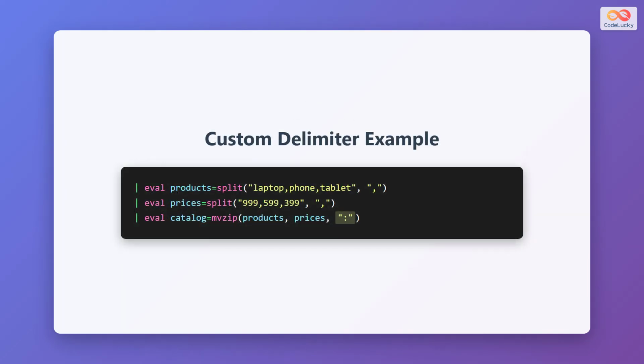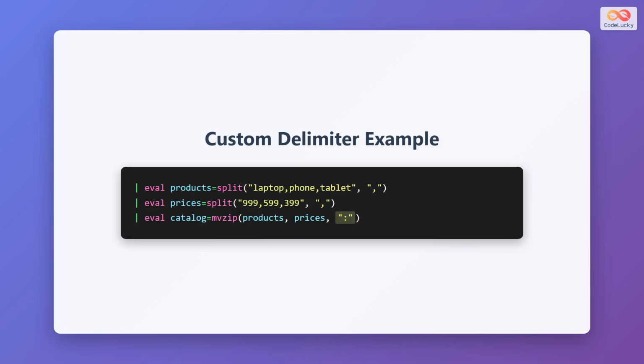You can customize the delimiter used in mvzip to make the output more readable or suitable for your specific needs. In this example, we create a products field containing laptop, phone, tablet, and a prices field containing 999, 599, 399. Instead of using the default comma delimiter, we specify a colon as the third parameter in the mvzip function. This creates a catalog field where each product is paired with its price using a colon separator. The result would be laptop:999, phone:599, and tablet:399.